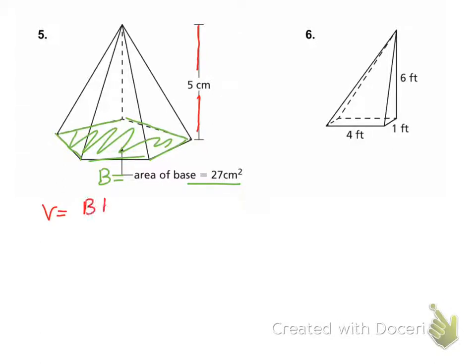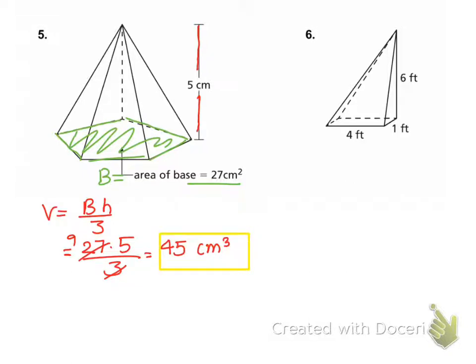So base area times height over 3. Base area is what? 27. Height is 5 over 3. Cross cancel, or you use your way of solving that. 45 centimeters cubed. That's your answer. All right, let's move to question number 6.